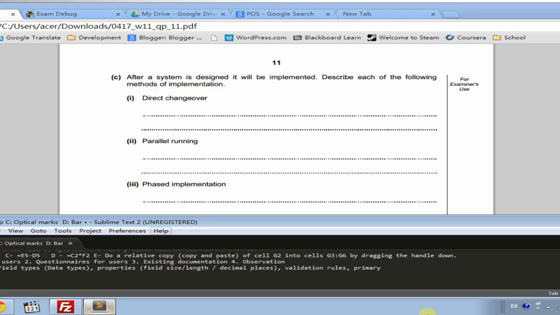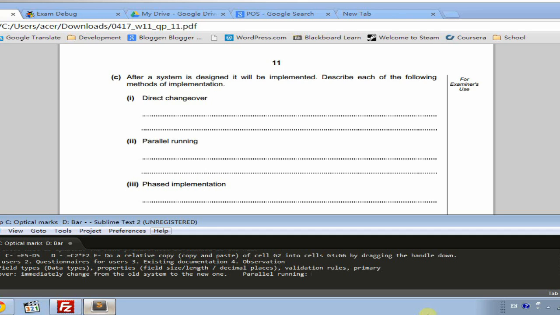The most obvious one, and I guess the simplest to plan in some ways, is direct changeover. So that's when we turn off one system and we start the new system in its place without any crossover. So say immediately change from the old system to the new one. Okay. Parallel running.